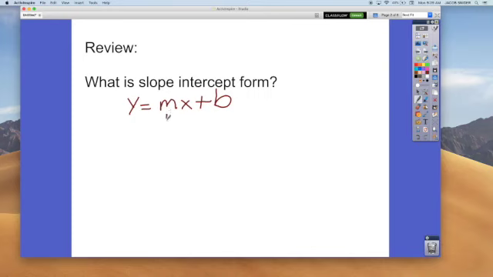So, my m, we talked about this. This is my slope. How much does my situation change? My change in y over the change in x. Okay? What is the b? The b is my y-intercept. Write this with me.